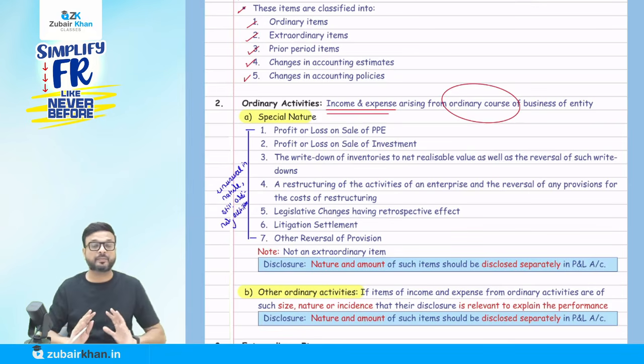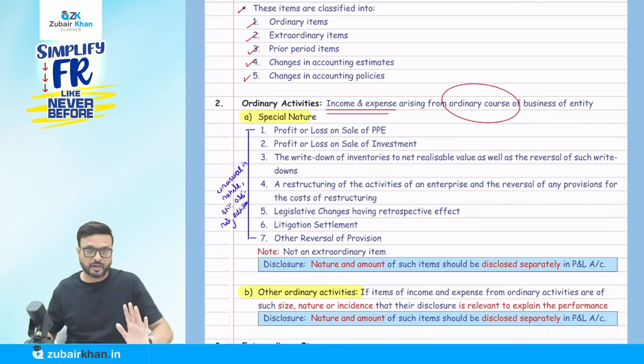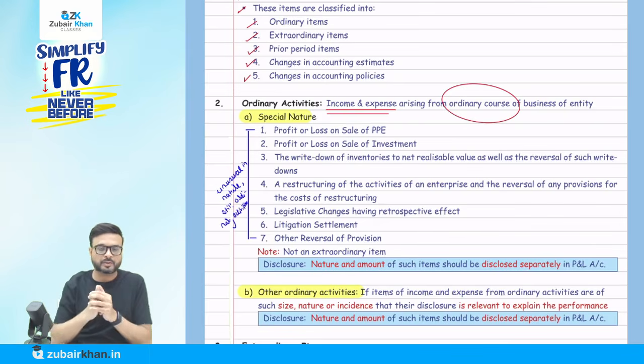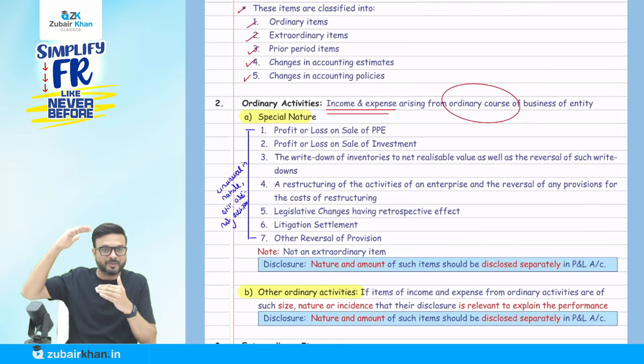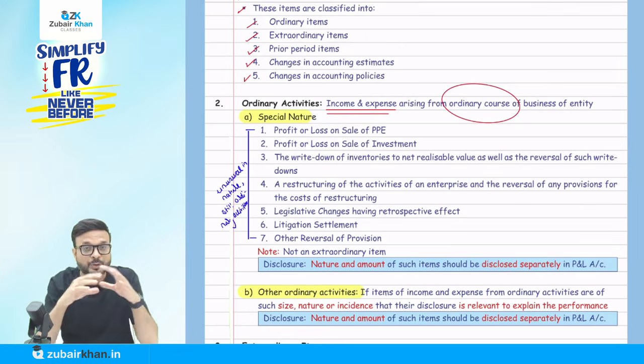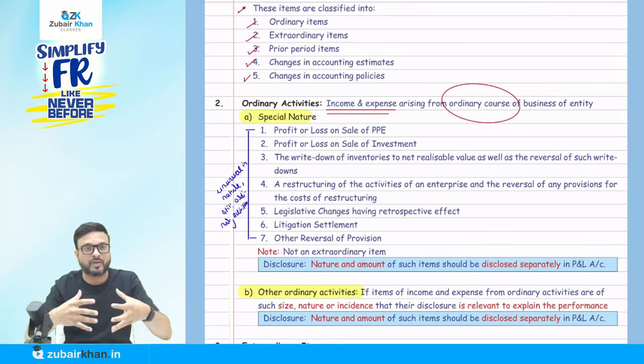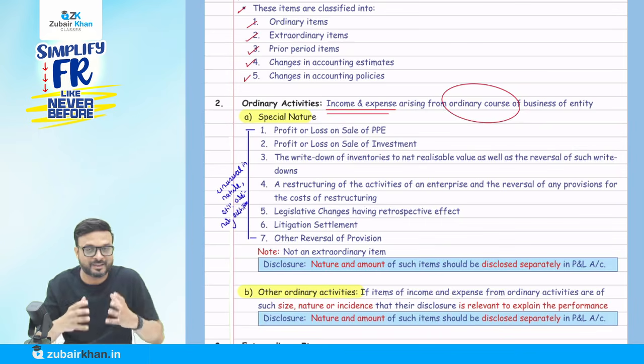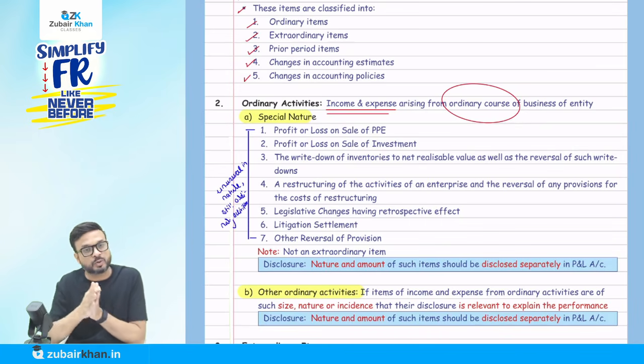Even though we are calling these 7 items ordinary activity, they are of special nature, like in a family. The senior members are from the family only, but they are special that year. So ordinary activity is one family, but under it there are 7 members of special nature, and we will give them some priority. So first, let's talk about what those 7 items are.